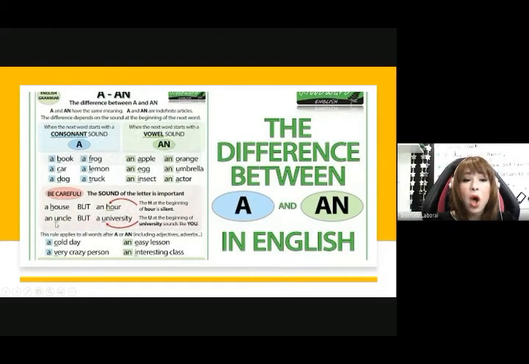Another example, uncle. This is a vowel sound, an uncle. But university, this sounds like the beginning of a consonant sound. Okay, like in you. So you use a university.